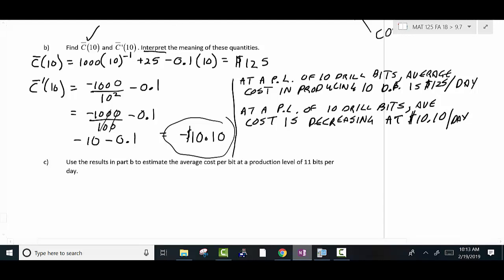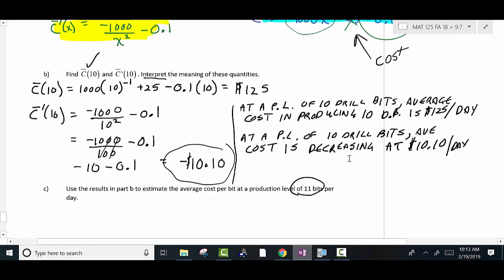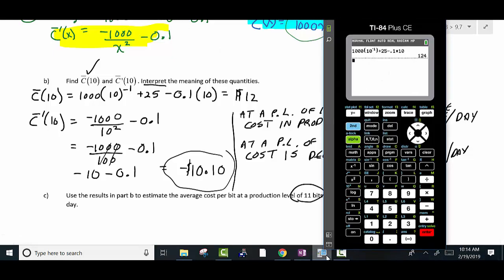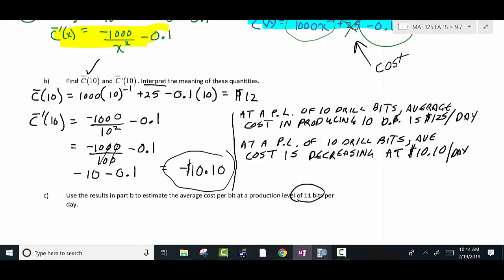Okay, so the other thing we're going to do is this last thing we talked about here. This says, use the results in Part B to estimate the average cost per bit at a production level of 11 bits per day. Yes, go ahead. The average cost, where you got 125, we got 124. Yeah, it's 124. Is it 124? Oh, yeah, it is. Okay, sure enough. I don't know why I did that. Did I even do that on my calculator? Those are the kind of things I do all the time. Okay, thanks for pointing that out.